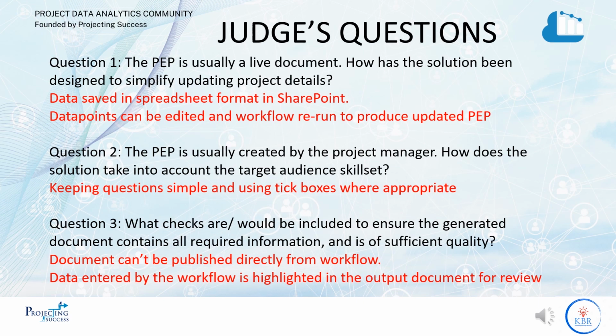Answer the questions we've been provided through the hack. One is, how can this solution allow you to keep the PEP up to date? That is done by changing the data which sits in the SharePoint spreadsheet which sits behind the document. Question 2 is about targeted skill sets. This is addressed by the questions in the form that the author has to fill in being simple, and some tick boxes. Question 3 is, what checks are required? This is satisfied by the document not auto-publishing from the tool.